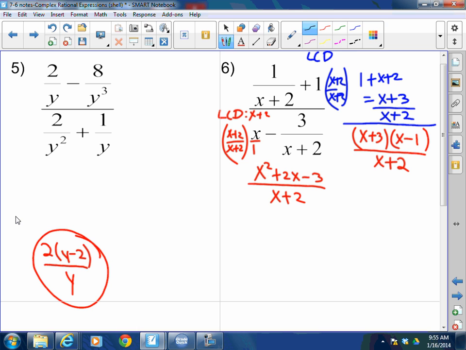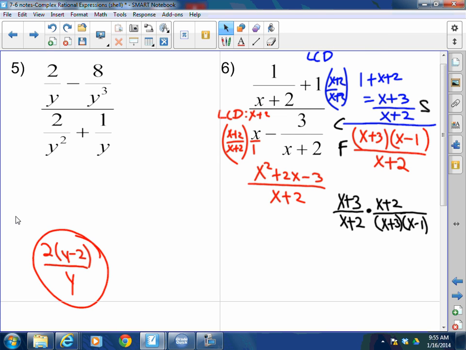Now, stay, change, flip. Now, the fun part. X plus 3 cancels x plus 3, x plus 2 cancels x plus 2, and I got 1 over x minus 1.